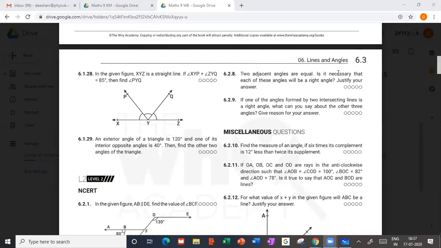Ma'am, first we'll find the first interior angle. We can say that 120 is the exterior angle, so 180 minus 120 equals 60. So the first interior angle is 60. Then it's given that the second one is 40. So 60 plus 40 is 100. So 180 minus 100 equals 80. The third is 80. So 60, 40, and 80.